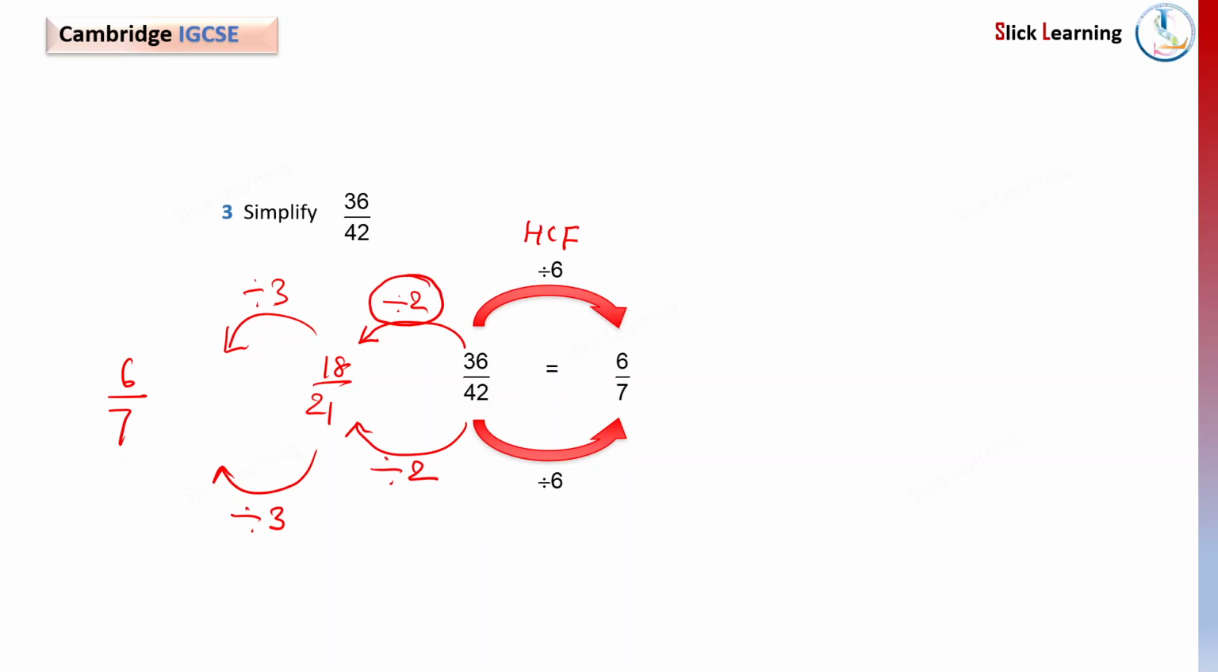So it is up to you whether you divide by the highest common factor to get your simplest form in one step, or you divide by common factors only, to get the same result in simplest form in multiple steps. So let's see the next one.